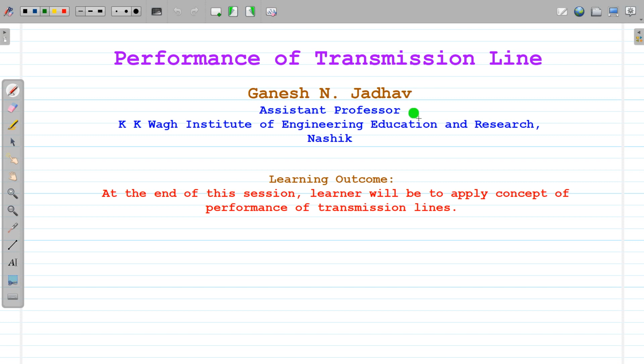So what is the aim of this? At the end of this session, the learner will be able to apply the concept of performance of transmission line to solve the small MCQs.